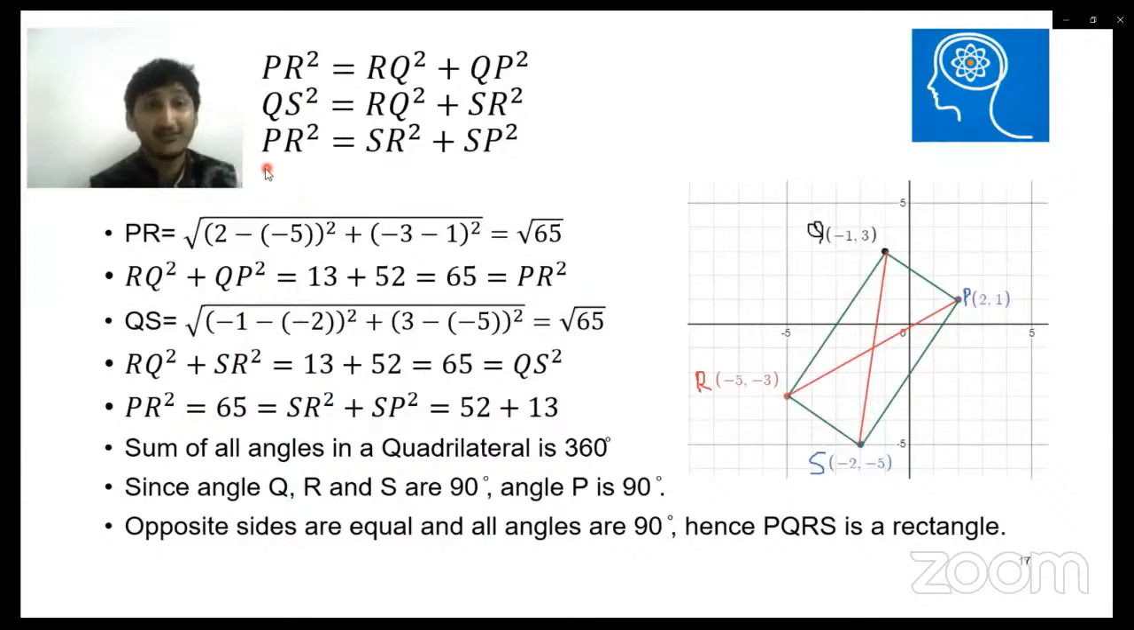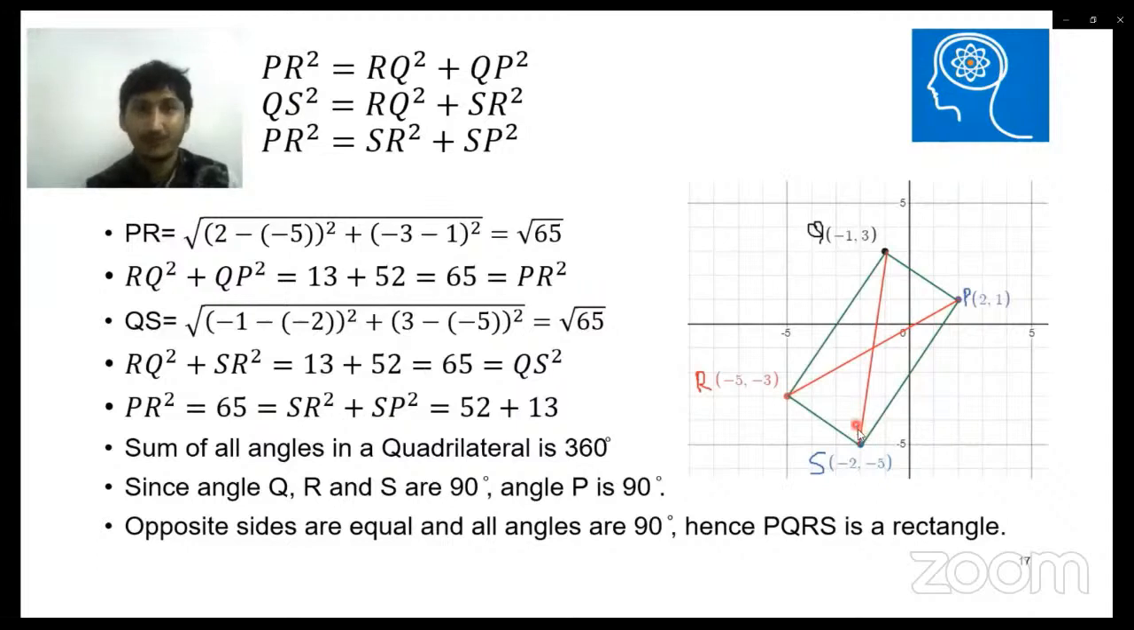Now let us check if PR square is equal to SR square plus SP square. If this is equal, then we can say that angle S is equal to 90 degree. So PR square is equal to 65, we have found out earlier. SR square and SP square, we have found those values earlier. That is equal to 52 plus 13. That is equal to 65. So PR square is equal to SR square plus SP square. By this we can say angle S is equal to 90 degree.